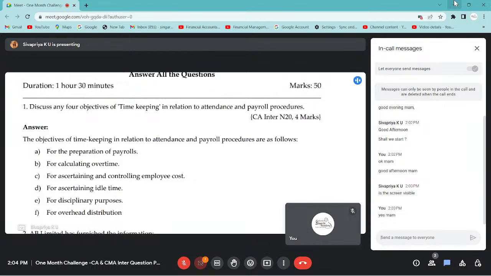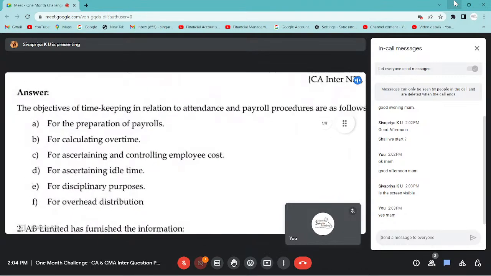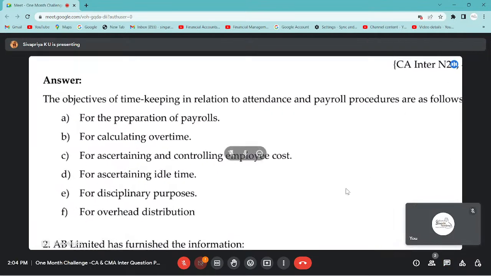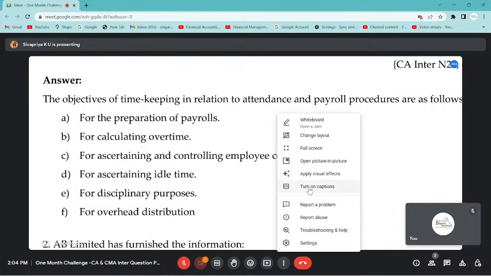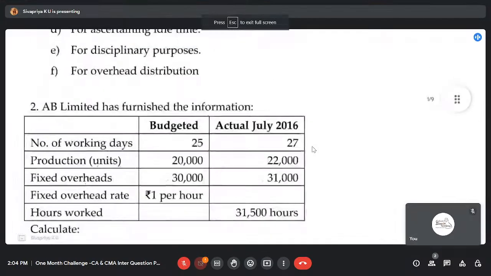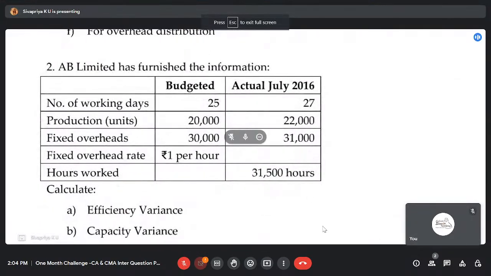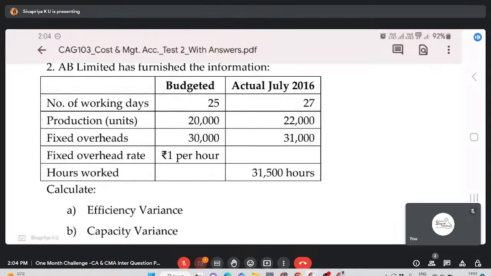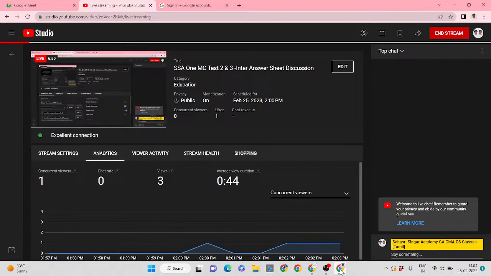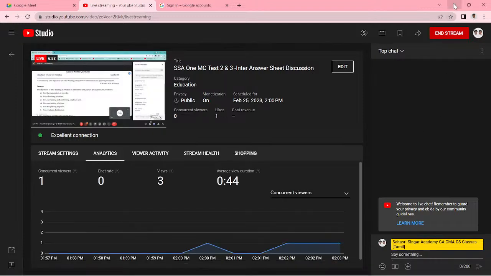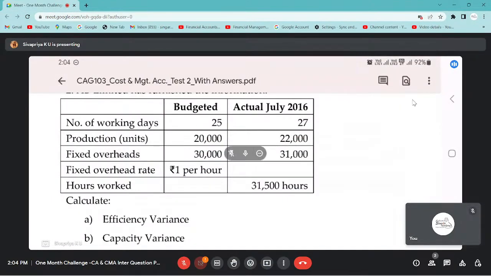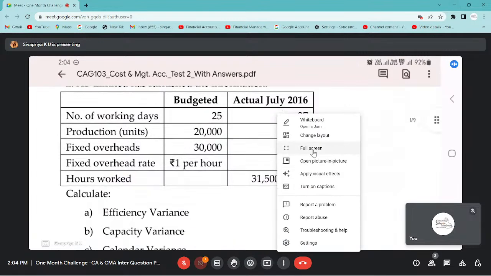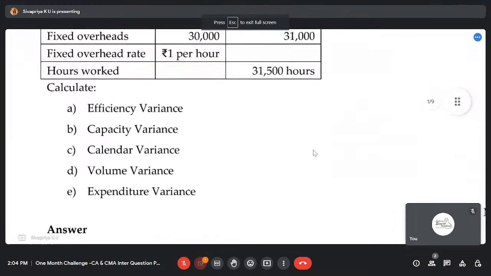For preparation of payroll, calculation of overtime, ascertainment and controlling employee cost, idle time, for disciplinary purpose and overhead distribution. Question number 2. So question number 2, variance பொறுத்தது. So variance budgeted and actual, working days, production units, fixed overheads and fixed overhead rate, total actual hours work கொடுத்திருக்காங்க. So I have to calculate the following.